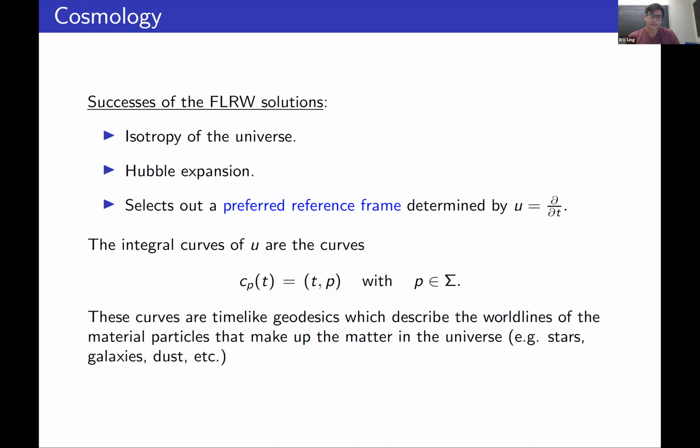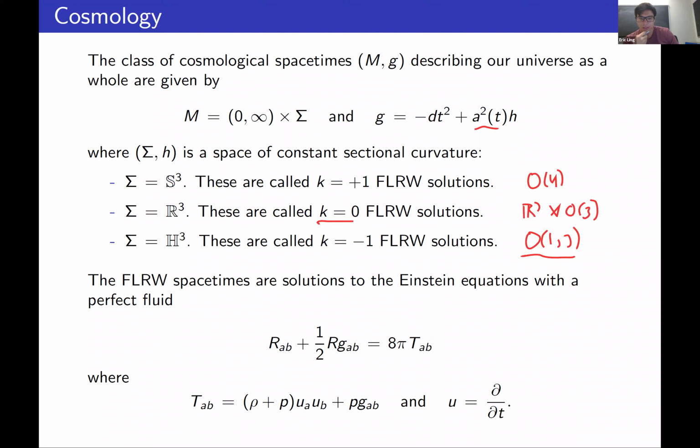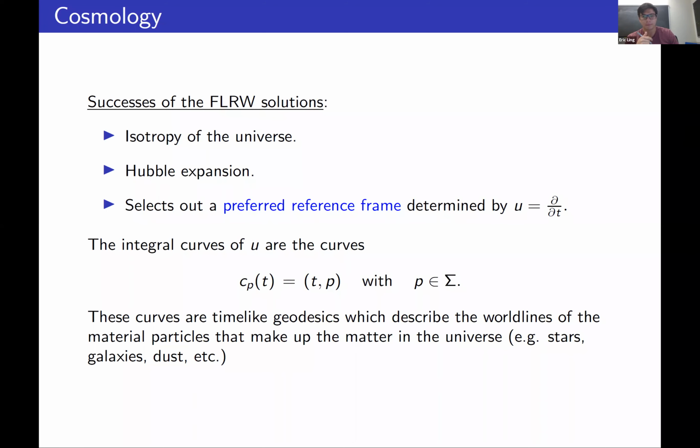Here, this U that appears in the perfect fluid is describing the direction in spacetime of what these particles are traveling on. I think this is important because it's really selecting out a preferred reference frame, right? The integral curves of U are these curves right here. If I could draw, this might be your sigma, here is your p, and then an integral curve of this vector field would be something like this.